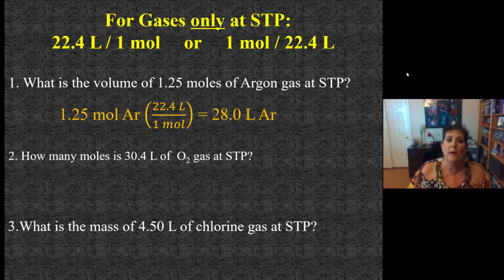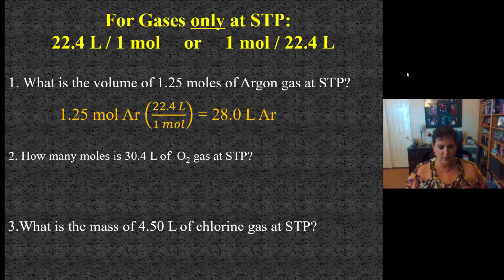Okay, so there's the first one written out for you. Again, 1.25 moles of argon. Start with what you're given. We're given moles, so moles has to be on the bottom, so it'll cancel out. 22.4 liters goes on top, and we get 28.0 liters of argon.